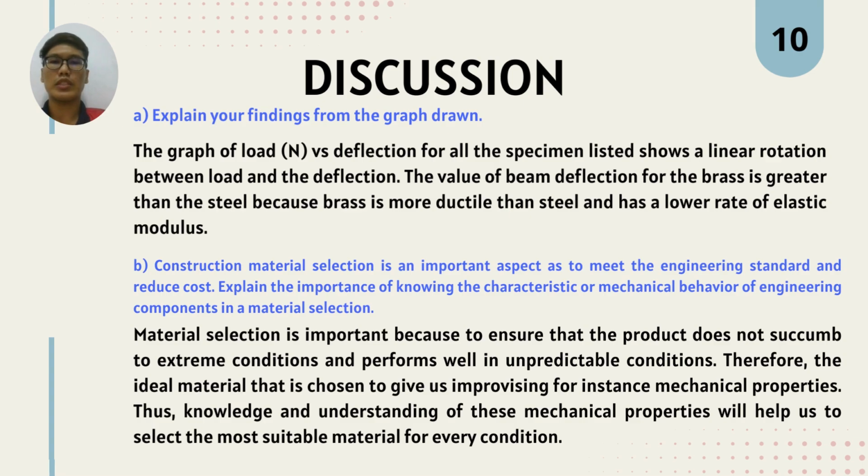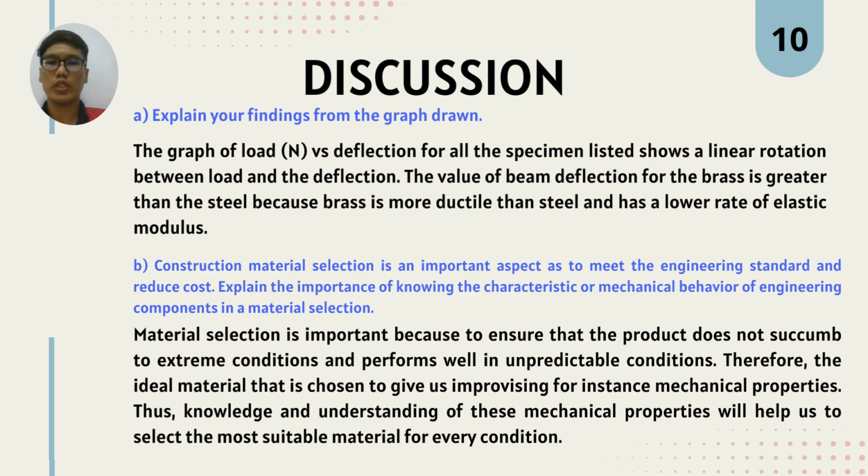CD210204. For the discussion, the first question is: explain your finding from the graph drawn. The graph of load in N versus deflection for all the specimens listed shows a linear relation between load and deflection. The value of beam deflection for the brass is greater than the steel because brass is more ductile than steel and has a lower elastic modulus.